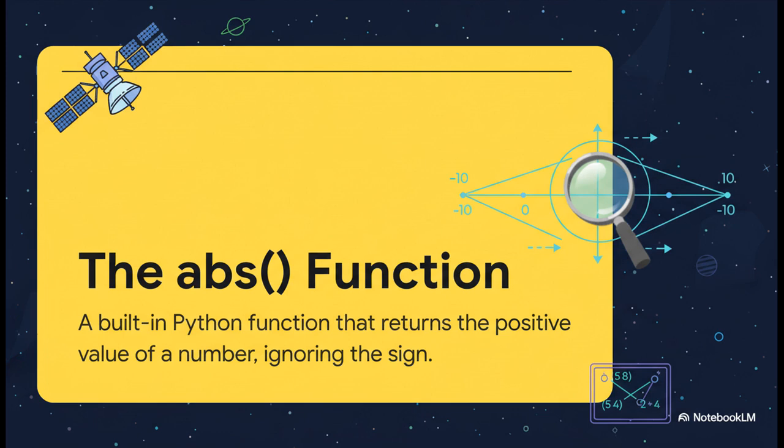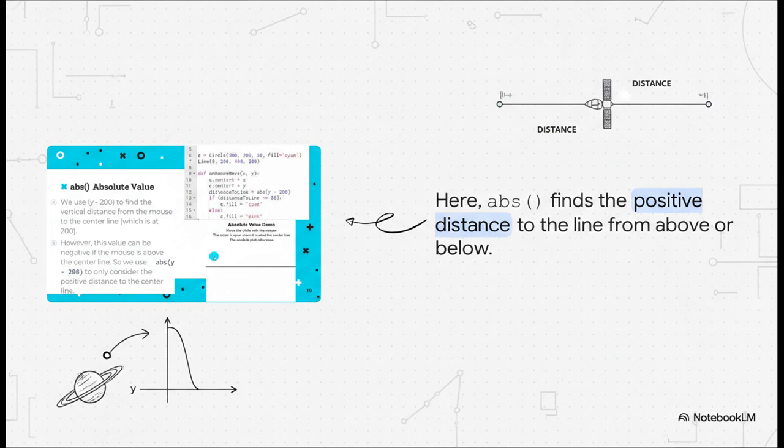You give it a number, any number, and it just hands you back the positive version of it. That's it. The absolute value of positive 10 is 10. The absolute value of negative 10 is also 10. All it does is strip away the negative sign. And you can probably already imagine why that's so useful when you're calculating the distance between two things on a screen. Let's see this thing in action.